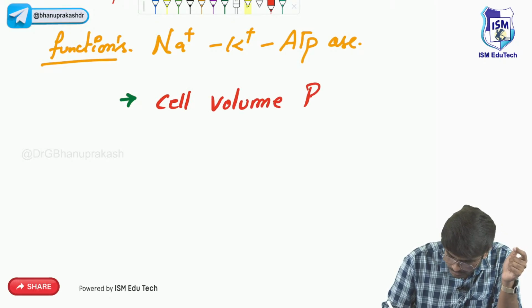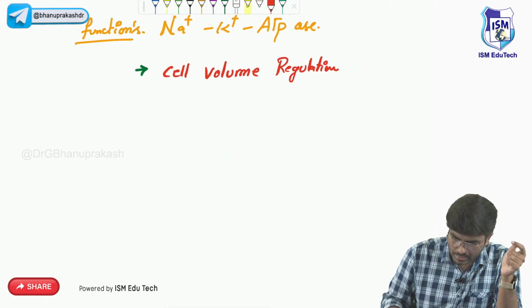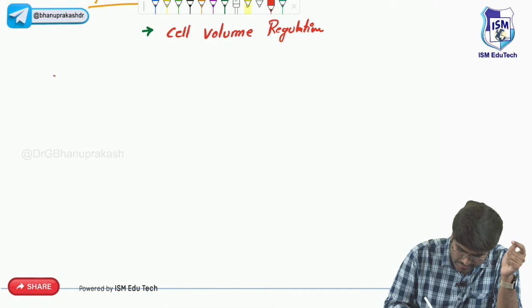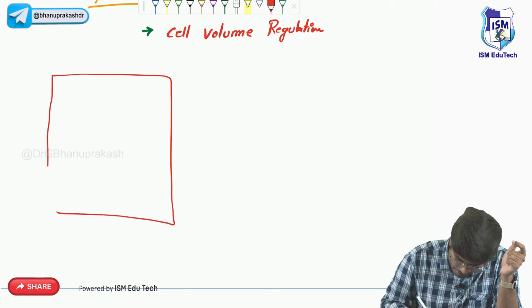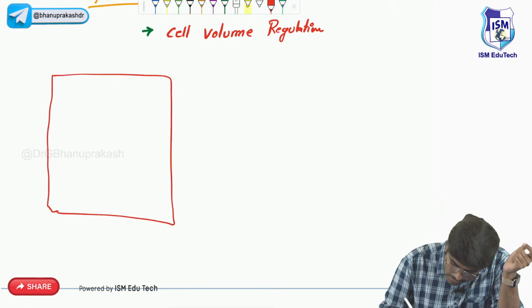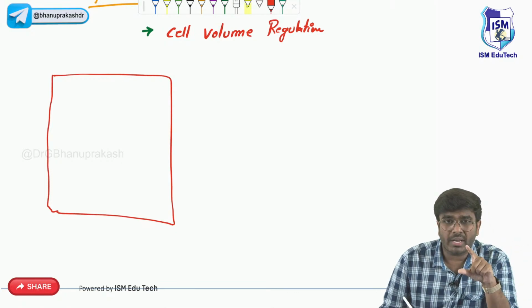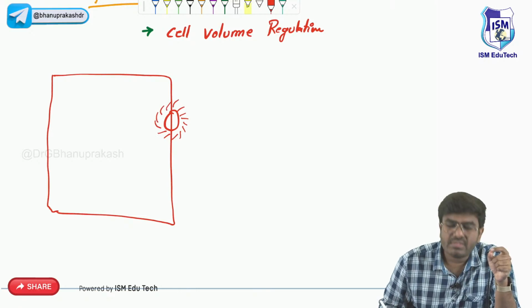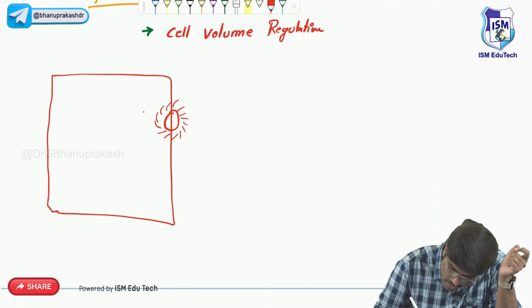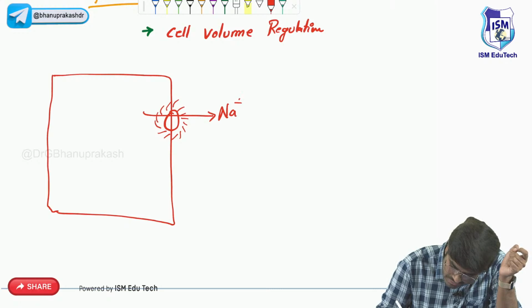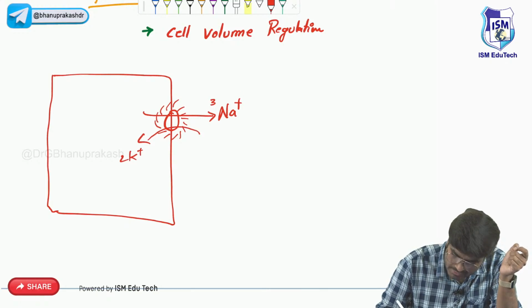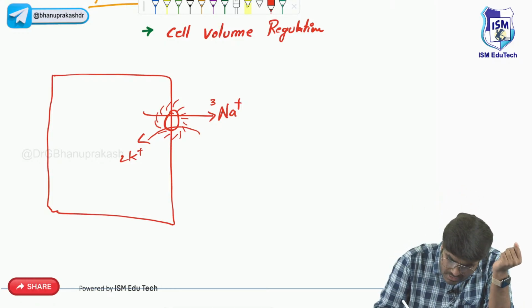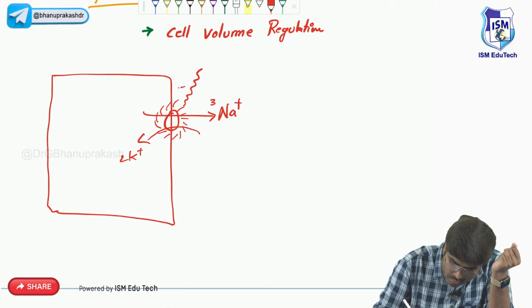Cell volume regulation. Don't worry, it's very simple. I have already explained to you. For example, let's take this as one cell. I am showing you the sodium potassium ATPase like this. What this fellow is doing, the sodium potassium ATPase, is throwing the sodium out of the cell and bringing the potassium into the cell. Now, for example, guys, because of some reason you are activating the sodium potassium ATPase.